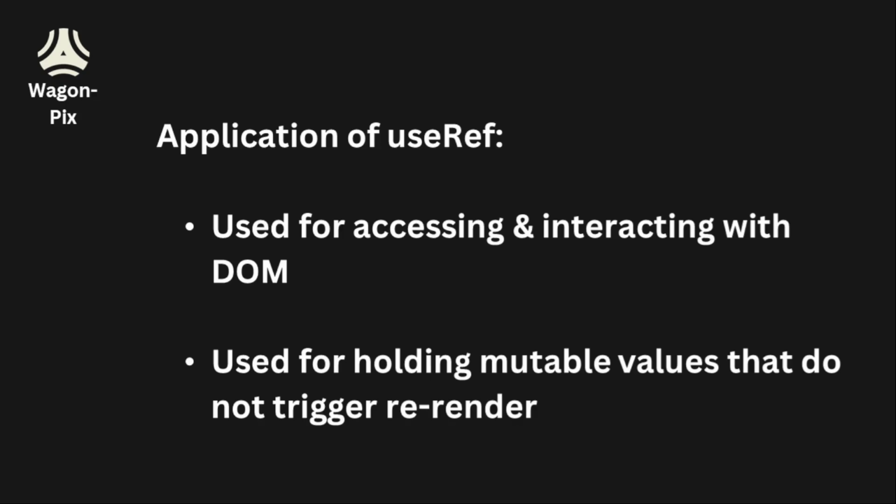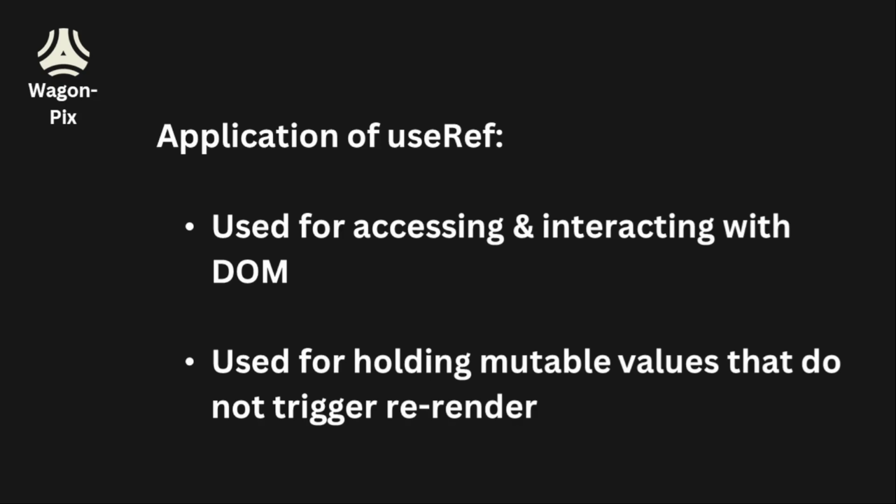And the second is holding mutable values that do not re-render. We have seen in useState, whenever the state changes the entire component gets rendered. To avoid that, we can use useRef instead of useState.